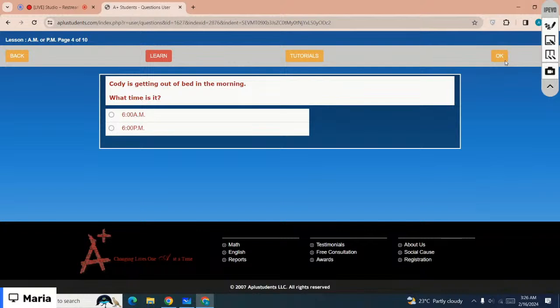Cody is getting out of the bed in the morning. What time is it? Which is the correct option? Morning it is, right? So that means it is 6 a.m. The correct option is 6 a.m.